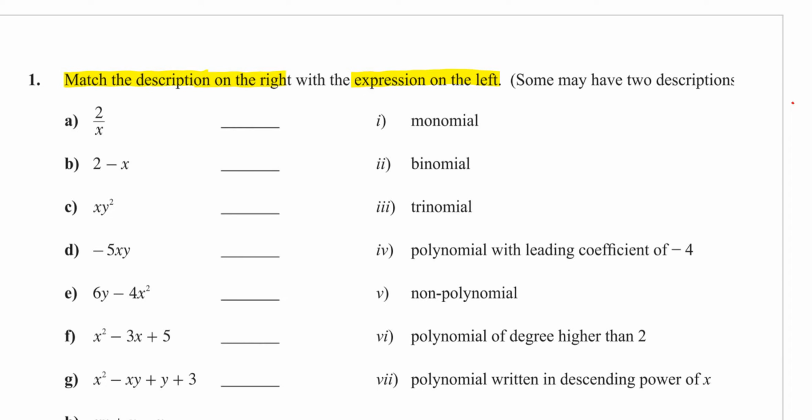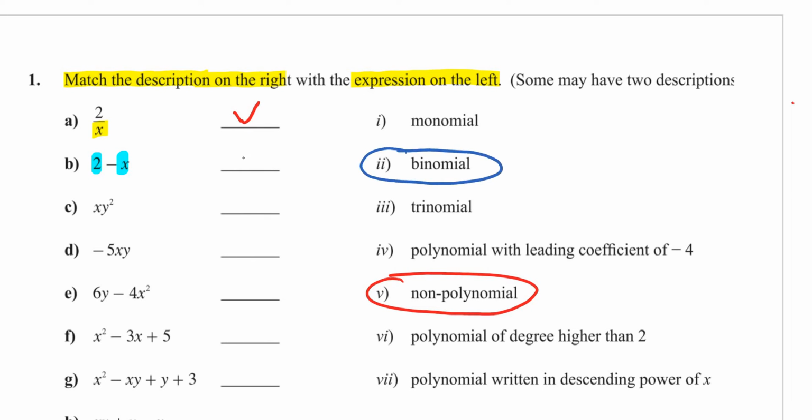Okay, let's take a look at question 1a. With 1a, there's a variable on the denominator. Whenever you have a variable on the denominator, it's not a polynomial. So for question 1a, it takes option number 5, which is a non-polynomial. All right, let's move on to 1b. For 1b, there's two terms. So if you have two terms, that's a binomial. So this will be the answer for B, option number 2.